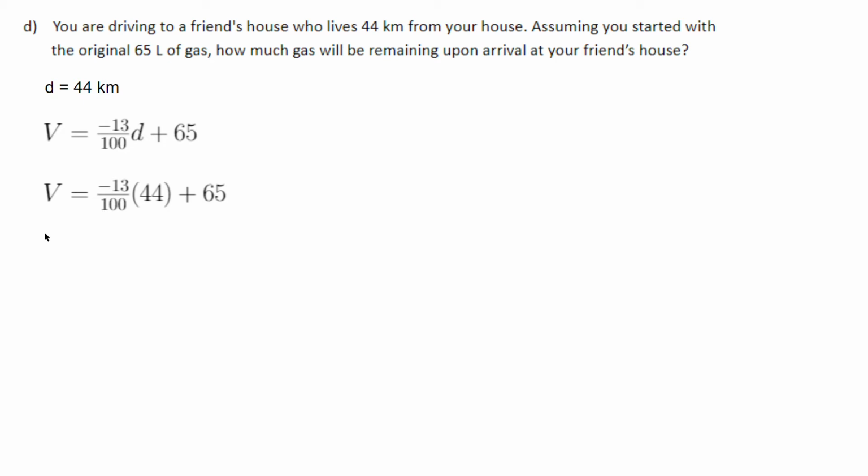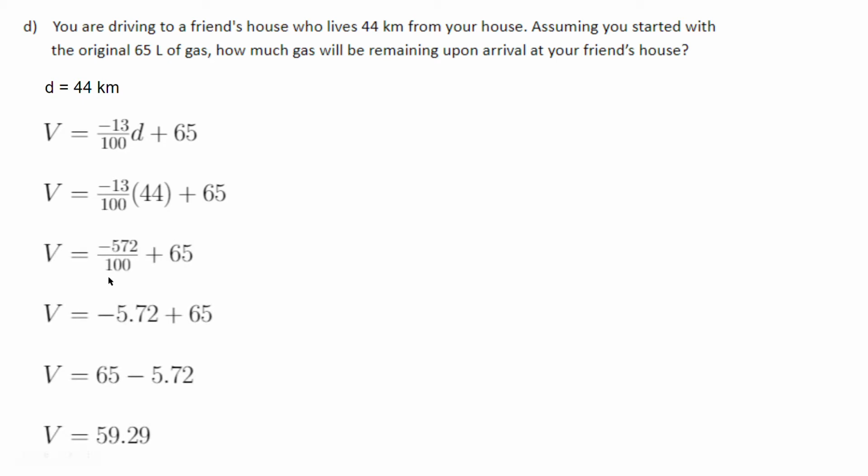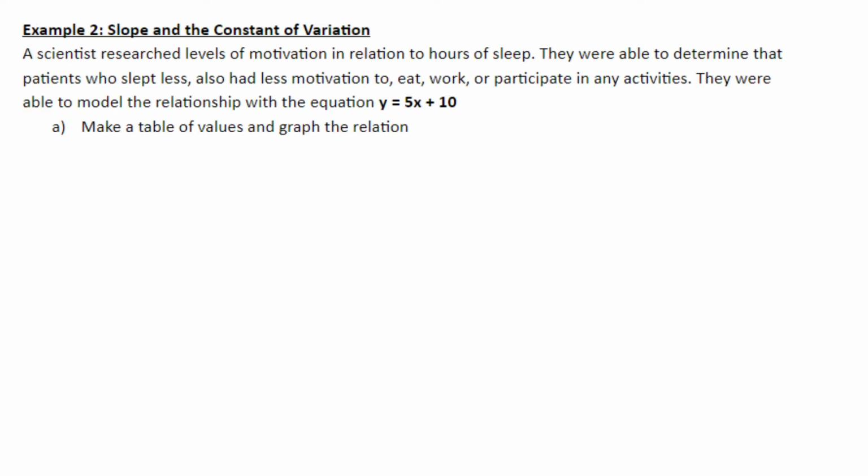So we compute. As you can see, we have all this happening, and then we have 65 minus this thing. So as you can tell, we got negative 572 over 100 plus 65. That gives us negative 5.72 plus 65. And then we just rearrange the equation so that it gives us 65 minus 5.72. And this gives us a remaining fuel tank of 59.28 liters. So there will be 59.28 liters of gasoline left in the tank upon arrival.